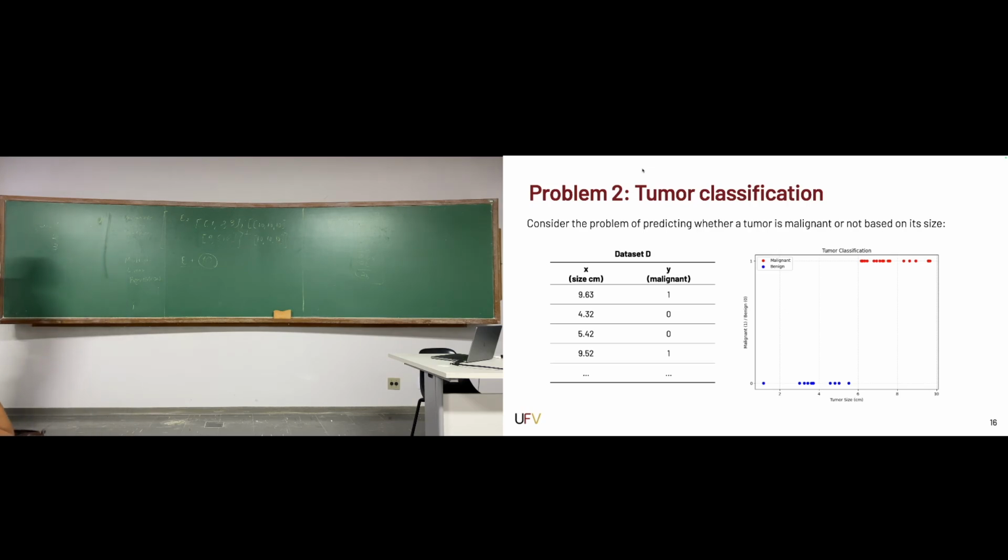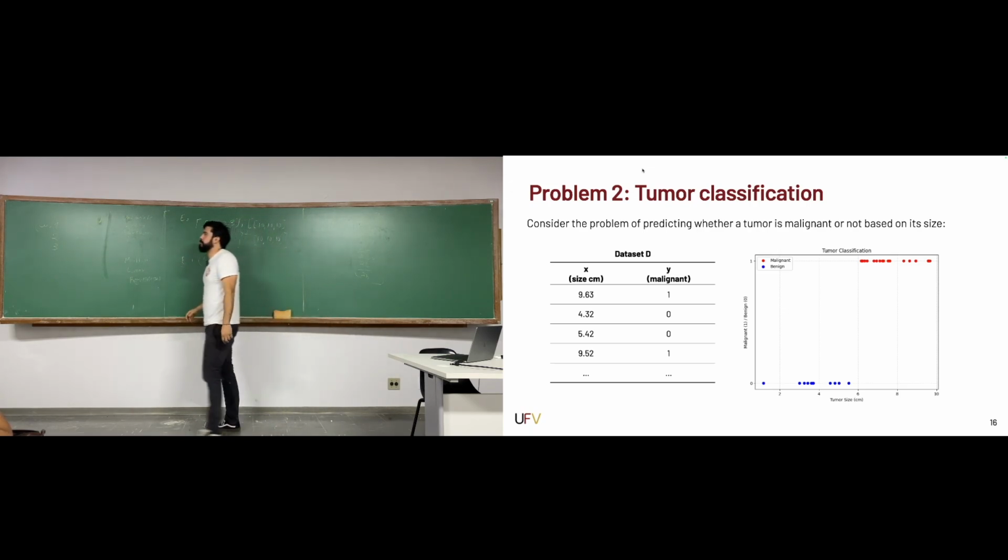And the zeros are benign tumors. So if they're small, they're going to be blue, and if they're large, they're going to be red. And I only have these two possible values for labels, 1 or 0.